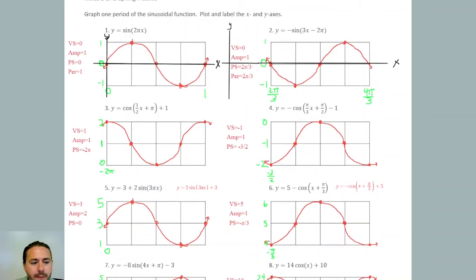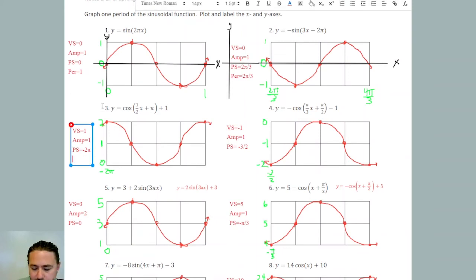For number 3, our period is going to be 2 pi, always 2 pi divided by b. In this case, b is 1/2, right? So dividing by a half is the same thing as multiplying by 2. So 2 pi times 2 would be 4 pi.